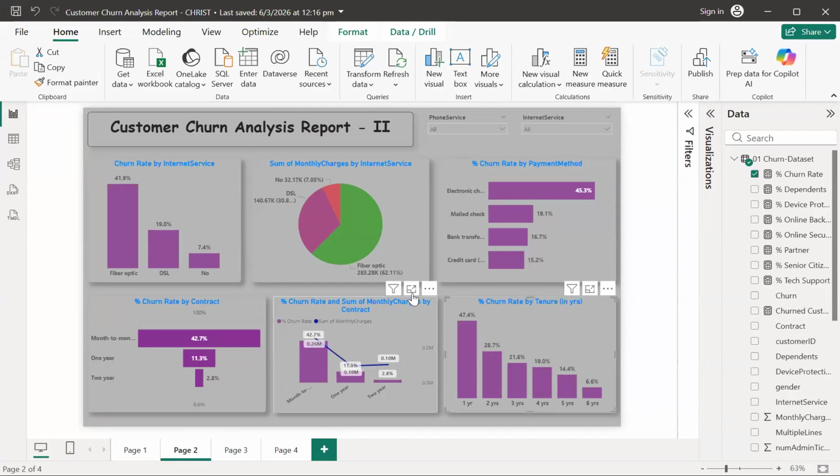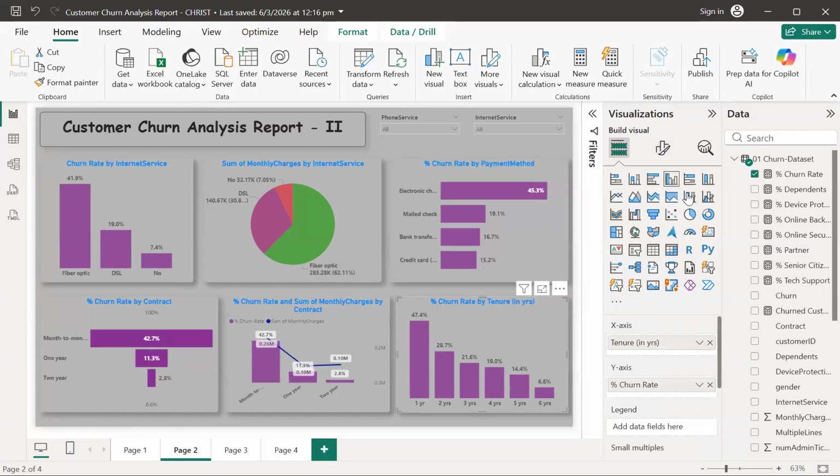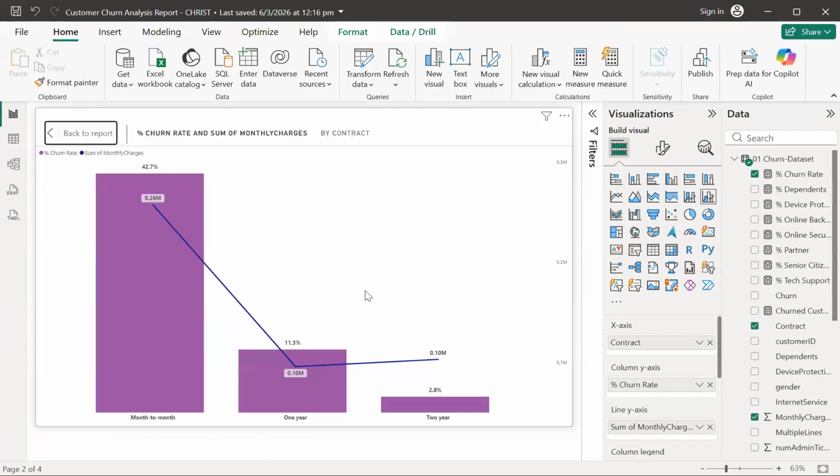Now, one more chart, guys, we have created, which is again the clustered chart coming along with this line chart, guys. Okay, so line and stacked column chart. So this is the chart we have. Now, in this chart, what is there? It is nothing but we already have the churn rate by contract over here.